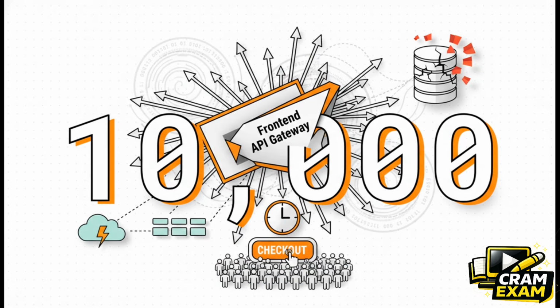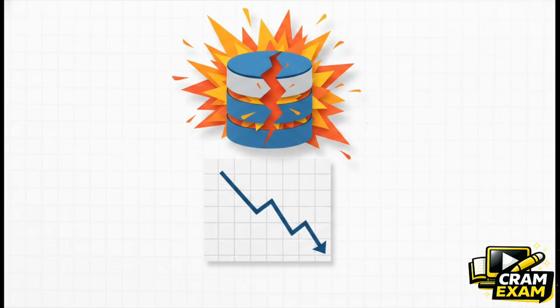Then, exactly at midnight, 10,000 customers click checkout at the exact same second. Your front-end API gateway receives all of that massive traffic and immediately fires 10,000 synchronous requests straight through to your backend database. And just like that, your database catches fire and dies. The entire site crashes completely. Millions of dollars in revenue, gone in a single second.